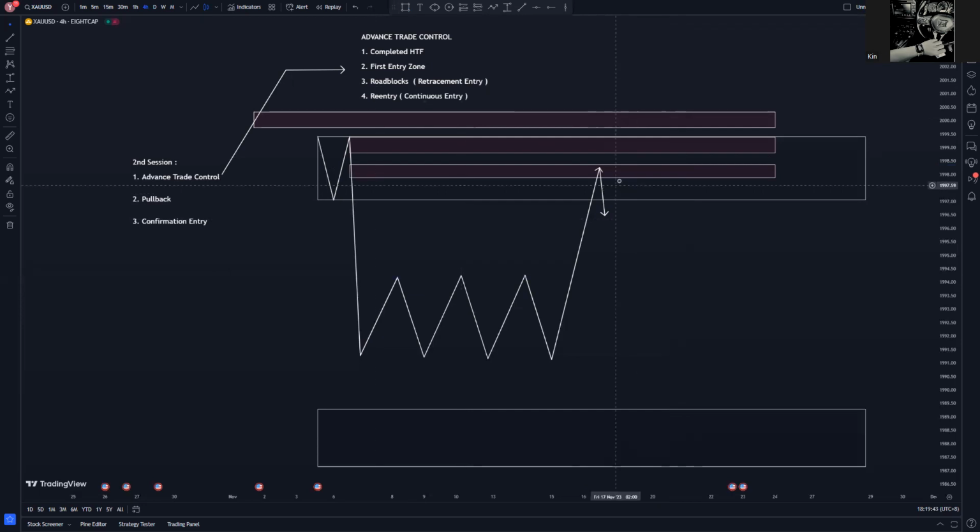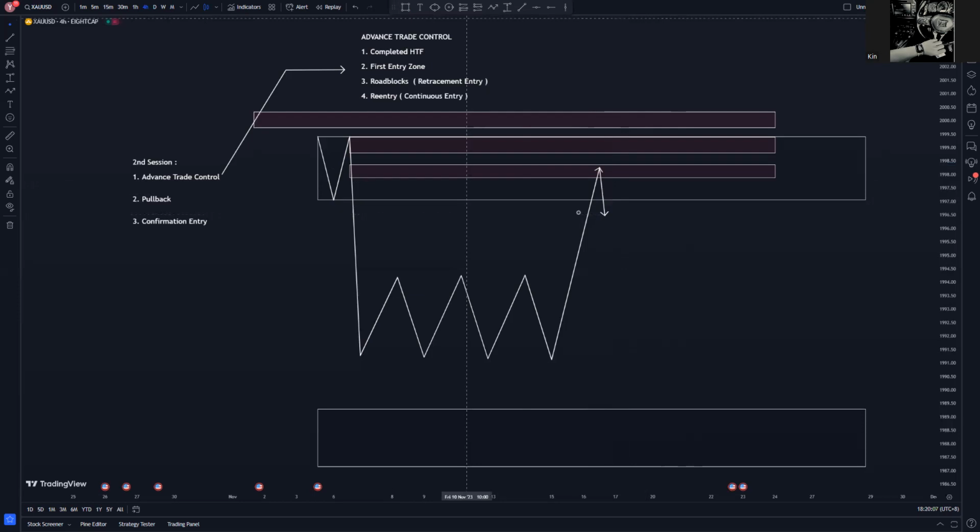All right. So when we are selling, all of our buy zones on M30 are going to be our roadblock. When we are buying, all of the M30 ED sell or EF for sell are going to be our roadblock.